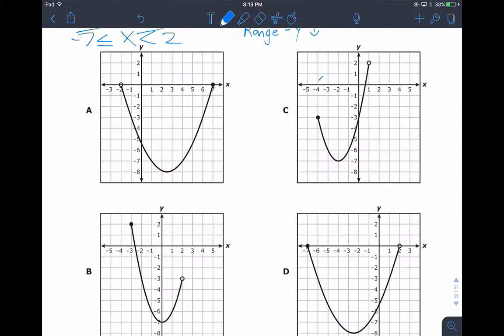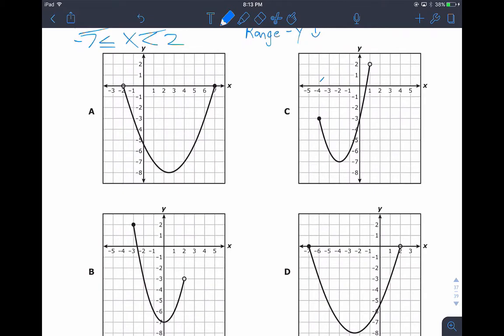If you're looking closely at some of these graphs here, some of them have open dots, some of them have closed dots. That will play a role in our answer here. If it needs to be less than 2, then we need that open dot at 2 because we're not including that. And if I want it to be greater than or equal to -7, it's equal to -7, so you're going to have a closed-in dot there.